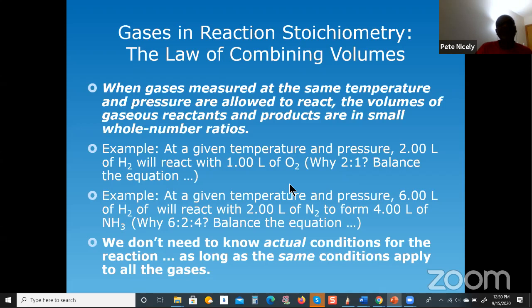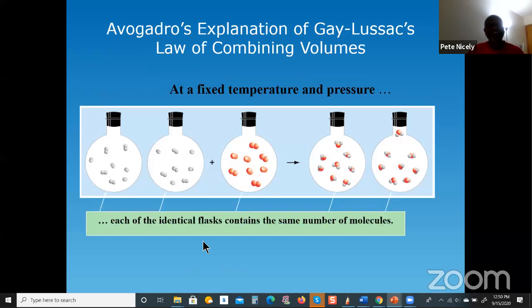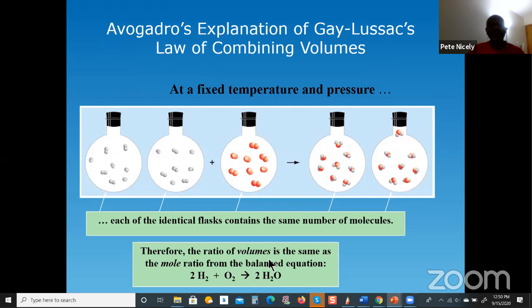As long as the conditions are the same for all the gases, this law will hold true. Here is another pictorial example of the reaction between hydrogen and oxygen to form water. It's a 2-to-1-to-2 ratio, not only in terms of moles, but also in terms of volume, where the temperature and pressure are fixed. So the ratio of the volumes is the same as the mole ratio, which is the point I made earlier.